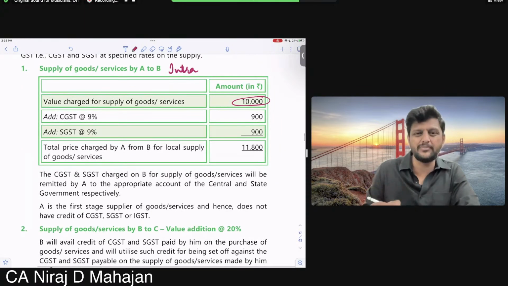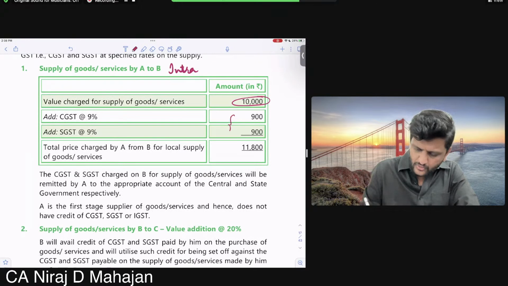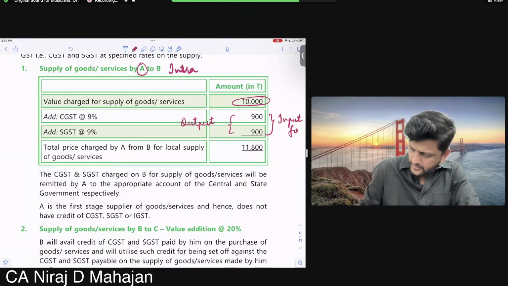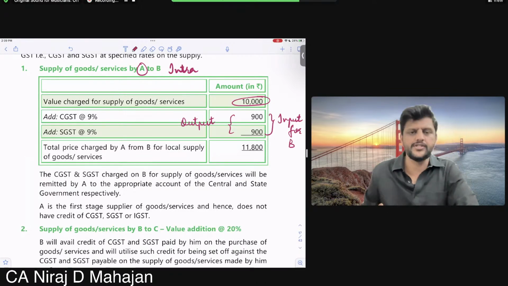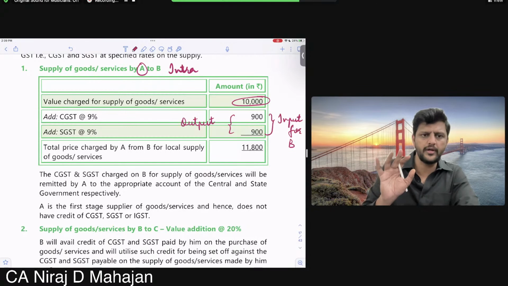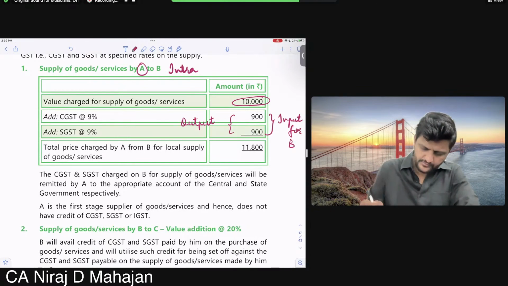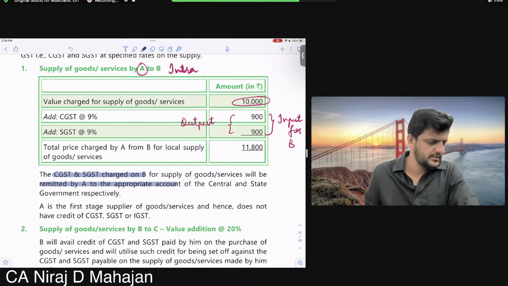Now बच्चों, for B, please understand. This is output tax or no? This output for A is input for B ना. अरे हाँ या ना? बच्चों, B has ITC of CGST and SGST. Agreed? All of you okay? Now check. The CGST and SGST charged on B will be remitted by A to the appropriate accounts of CG and SG. Okay, bank accounts.